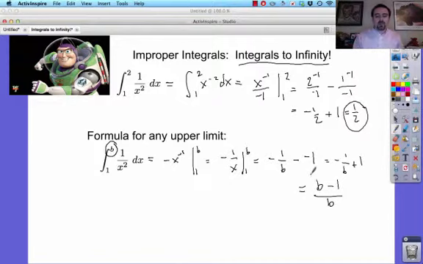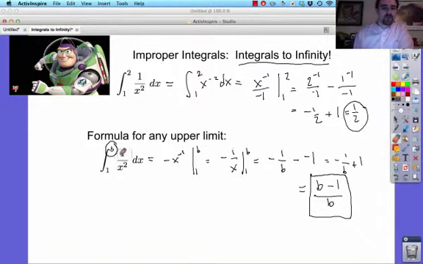Okay, so for any particular upper limit, I now have a formula that's going to tell me the area under the curve from 1 to b of 1 over x squared. If I put in 1 to 2, I get 2 minus 1 over 2, which is a half. So just something to note that we can do for any arbitrary upper limit. Now we're going to take this and look at integrals to infinity. So let's see what happens next.